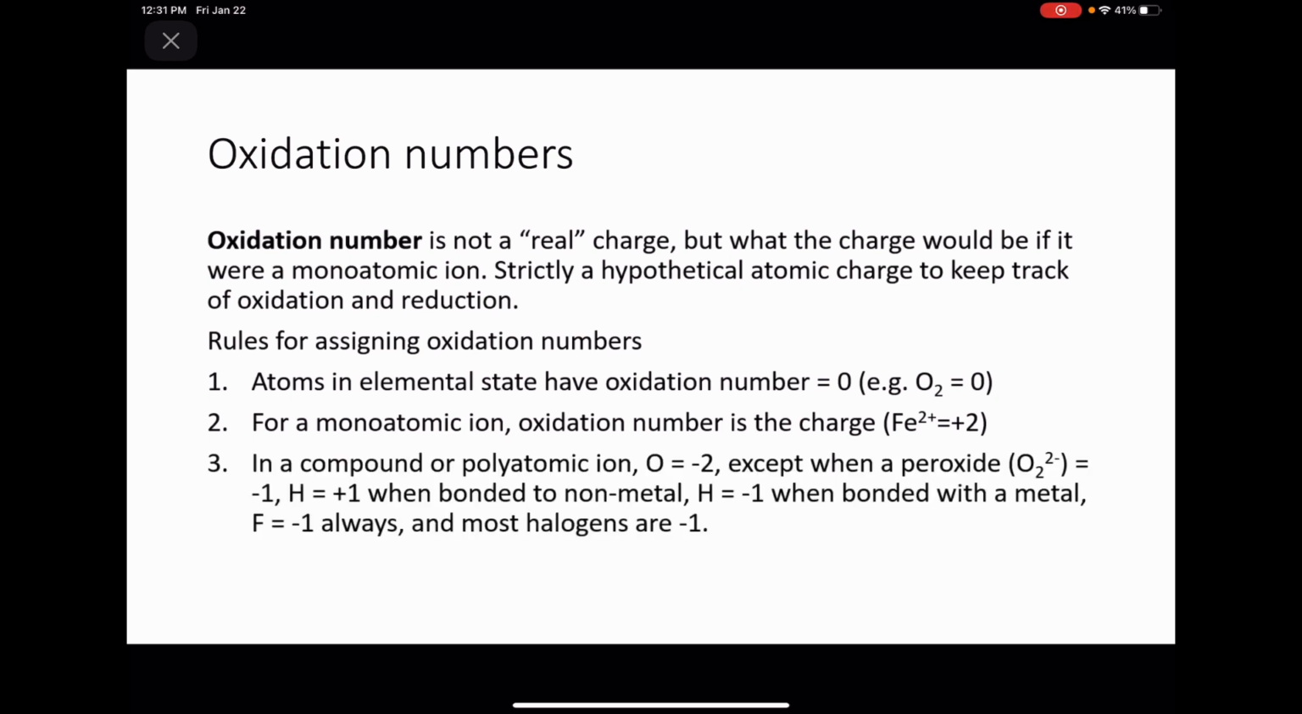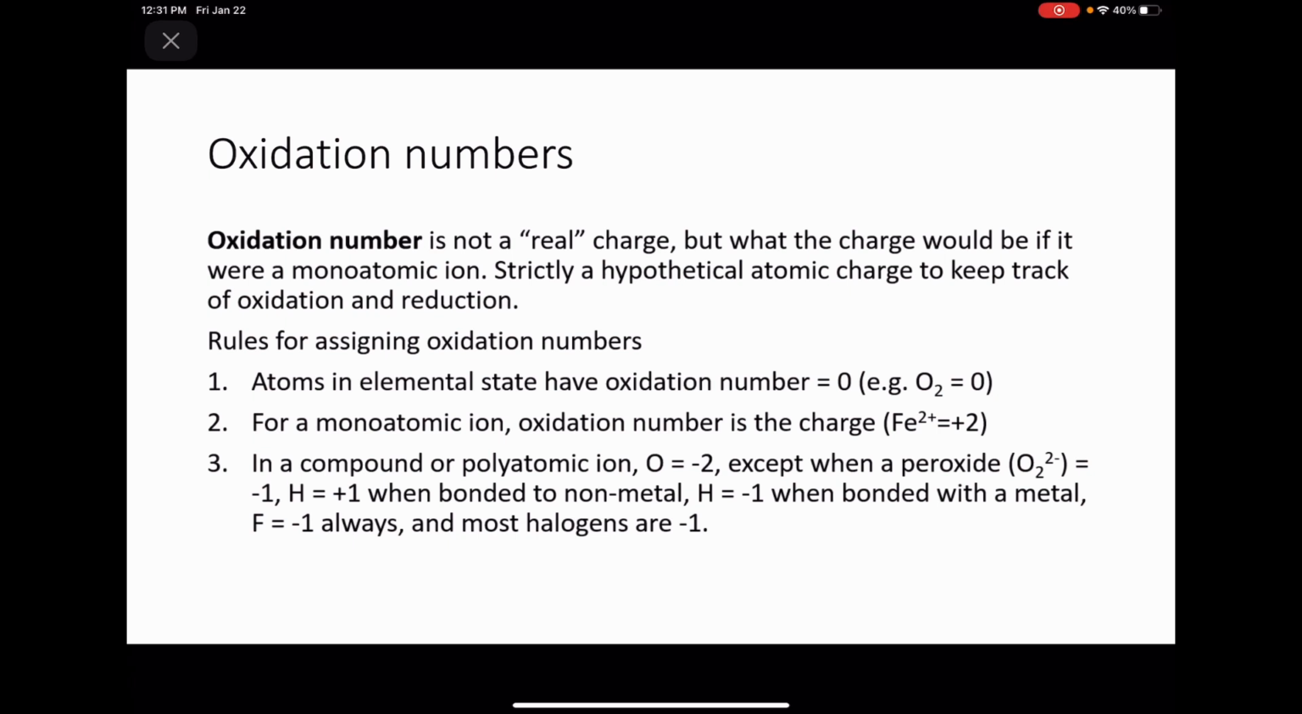And then when you have a compound or a polyatomic ion, there are some rules to help establish the oxidation numbers of everything in that polyatomic ion. So in almost every case, oxygen has an oxidation number of -2. The only exception is when oxygen is in a peroxide. That's an O2 2-. In that case, it's a -1. But peroxides are pretty rare. We're not going to use them very often. And then hydrogen, when it's bonded to a nonmetal like fluorine or chlorine or one of the elements on the right-hand side of the table, always has an oxidation number of +1.